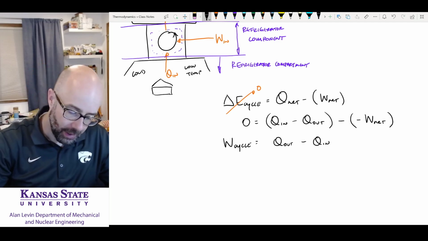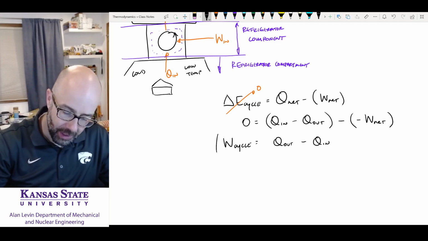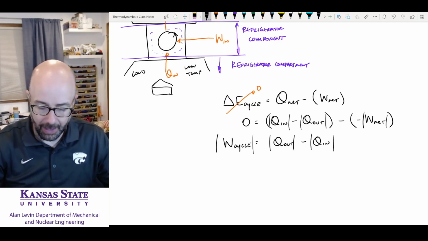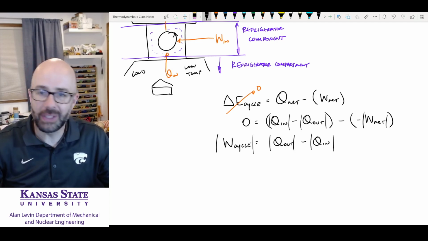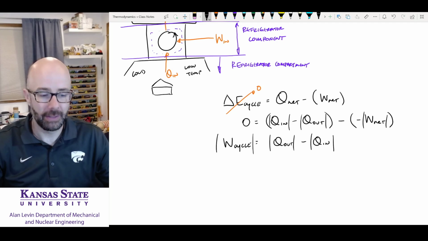And I want to put magnitudes here to make sure that I've taken care of the sign convention already as I'm working with this problem. Okay, a little different there than our power cycle.